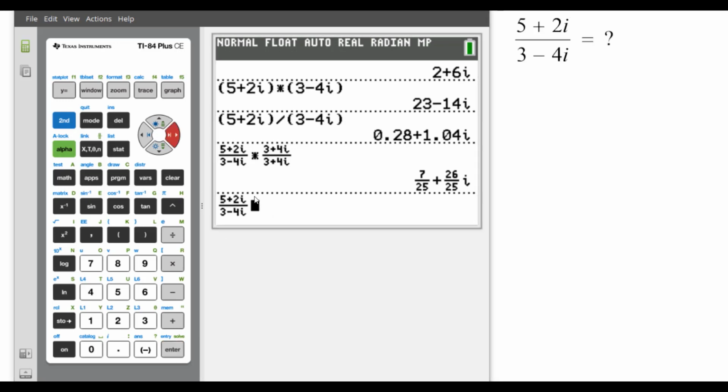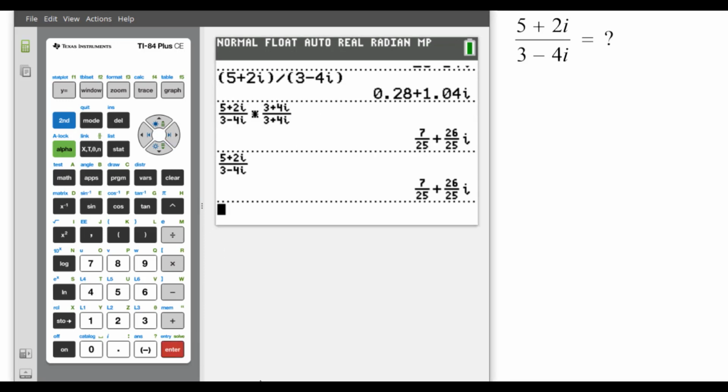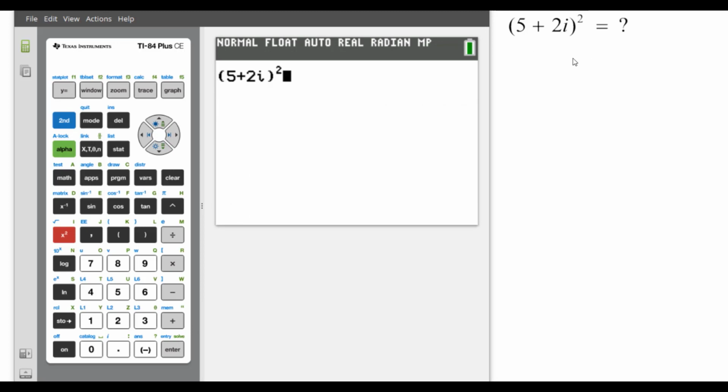But we can also have this simplified just by typing it as you see it as a quotient using the fraction template. And then finally, squaring a complex number. I should point out that I do want my students to be able to do all of this by hand, but if it's available and they're allowed to use it.